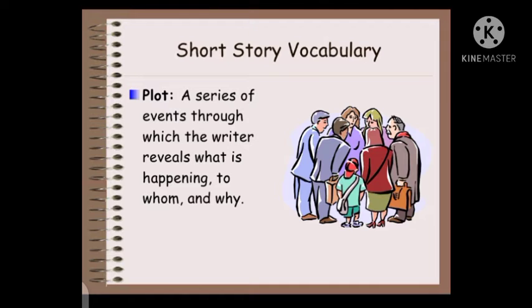Plot is the sequence of events that takes place in the story. There are 5 components to plot. Number 1, central problem or conflict. Number 2, rising action. Number 3, climax. Number 4, falling action. And then finally, resolution.